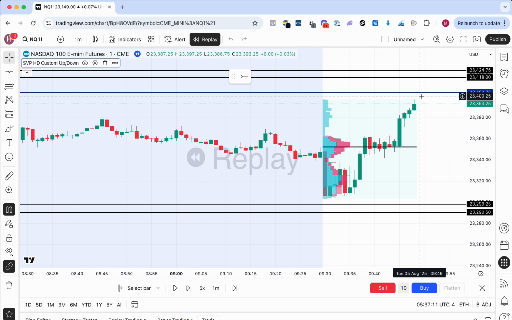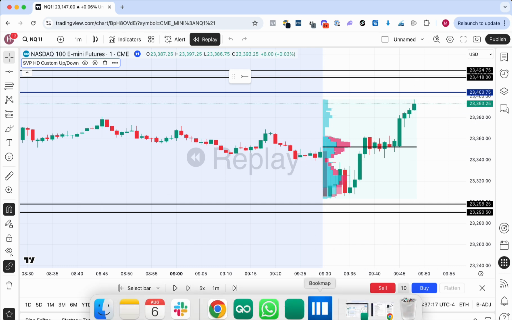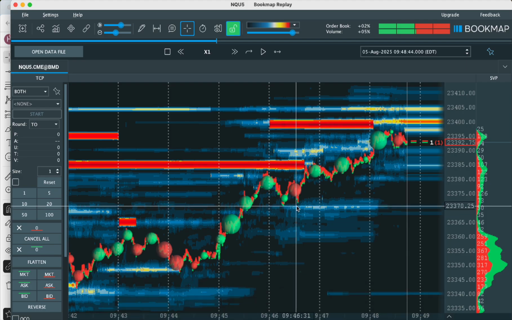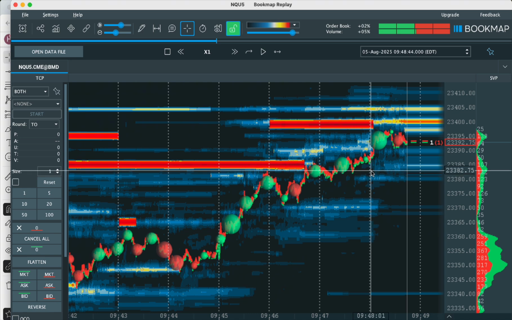We now want to switch over to Bookmap. Now, what is Bookmap? Bookmap is basically our tool that lets us see inside these candles. And we can see here, it's the exact same situation. And now we want to see, okay, what's going on inside these candles? What's happening? And can we predict either a breakout or reversal? Let's see what's happening.